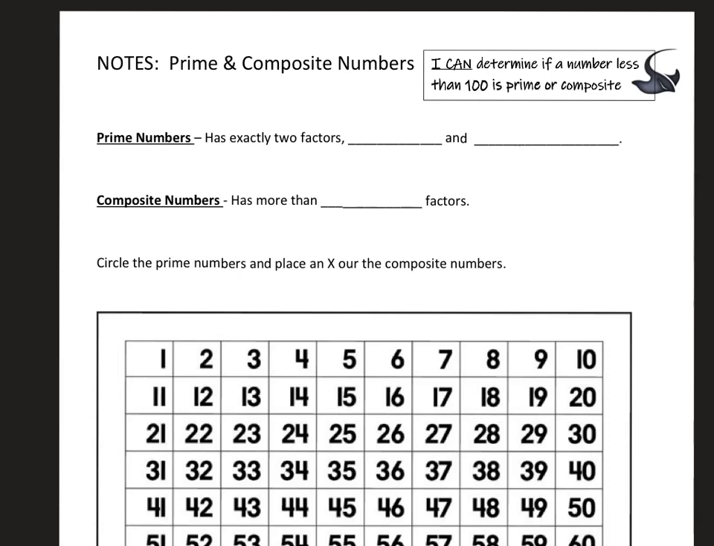Okay, so if you flip your paper over, now we're gonna use those divisibility rules to determine the prime numbers between 1 and 100. Prime and composite are words you hopefully heard in elementary school, but we will review their definitions right now. A prime number is going to have exactly two factors, 1 and itself. Can't have any more, can't have any less.